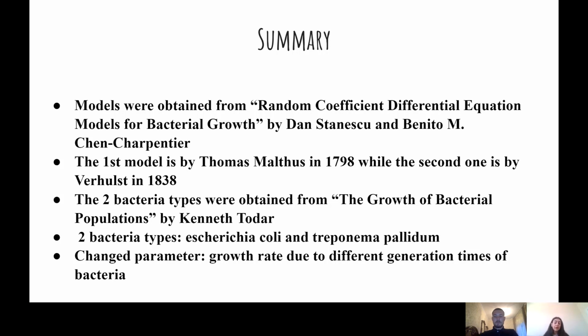The bacteria types, I already mentioned them, which are E. coli and Treponema pallidum, and we got these from The Growth of Bacterial Populations by Kenneth Toder. And our changed parameter is going to be the growth rate due to different generation times of the bacteria. So E. coli has a generation time of 17 minutes and Treponema pallidum has a generation time of 1980 minutes.